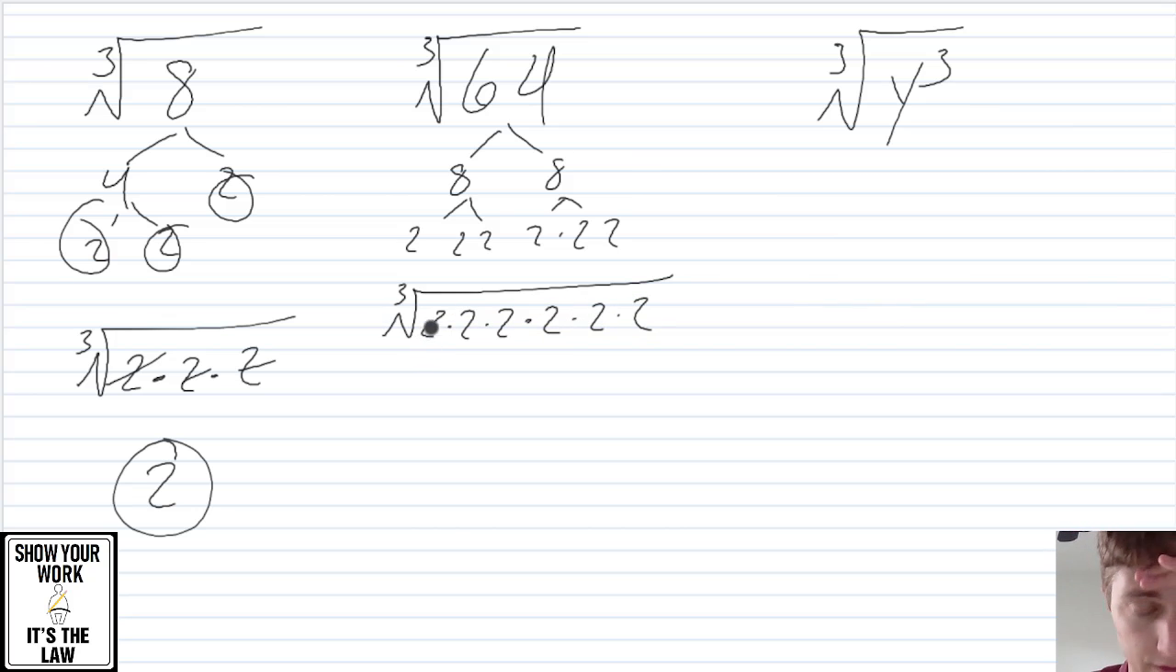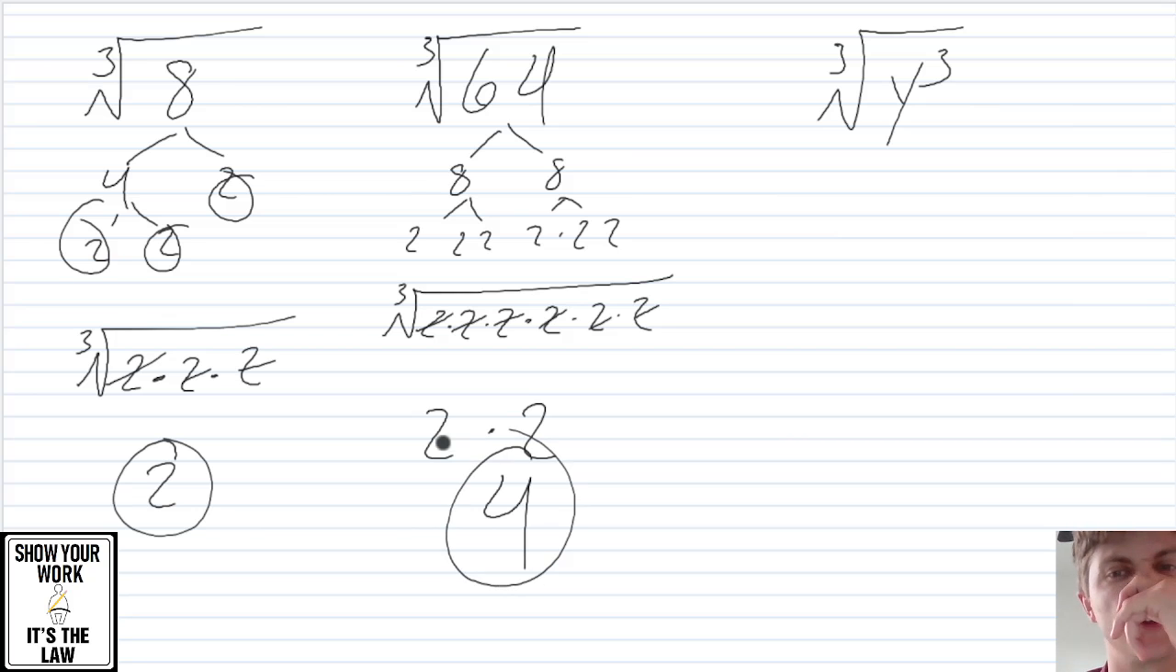Because it's the cube root, everything that shows up 3 times. 1, 2, 3. 1, 2, 3. And we can multiply them. 2 times 2 is 4. That is our cube root of 64.